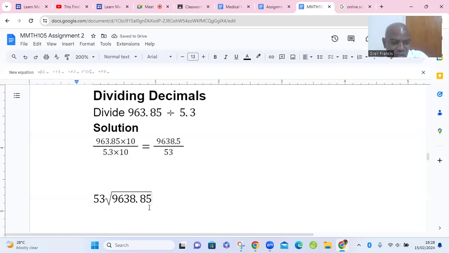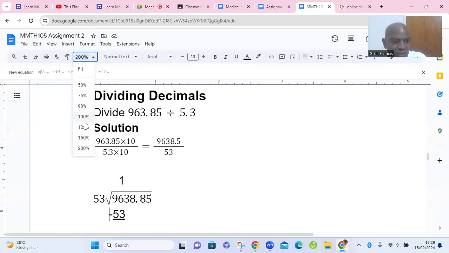Okay. So you say 53 into 9, you can't. So you say 53 into 96 goes 1. So that 1 will come up there. And you're going to multiply 1 by 53. 1 by 53 is 53. And then you're going to subtract. Okay. We're going to subtract 96 by 53.